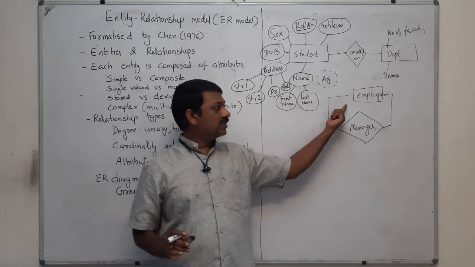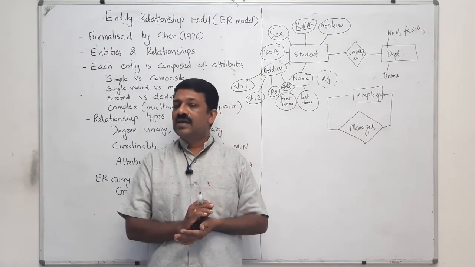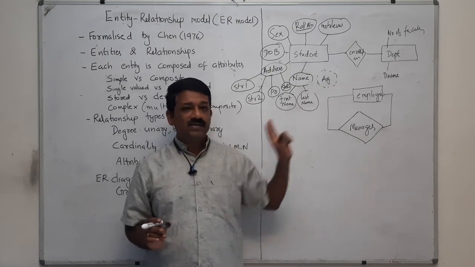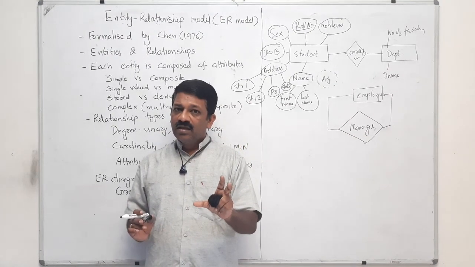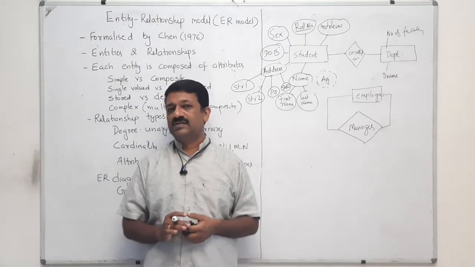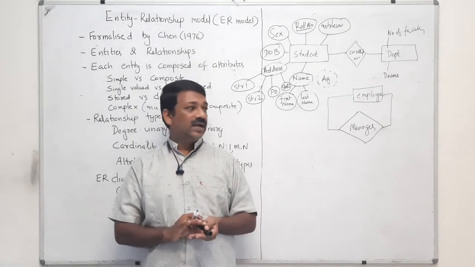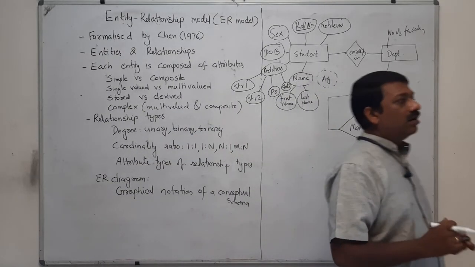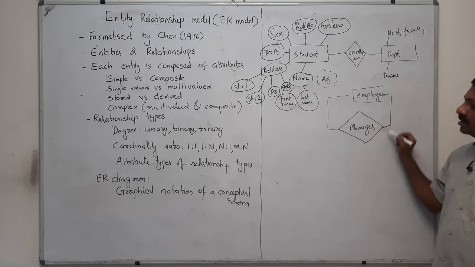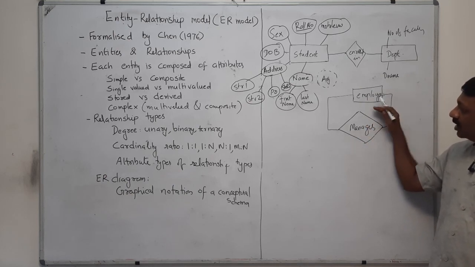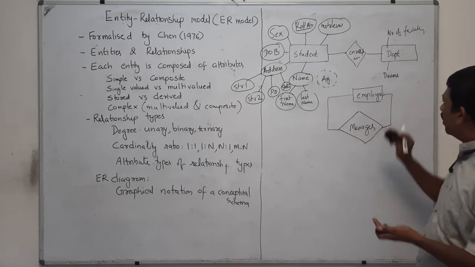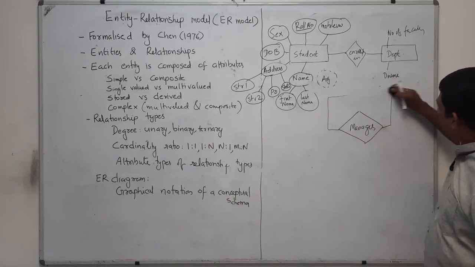all employees of this college constitute the employee database, and in that employee database someone manages some other employee. So in that case, this is a unary relationship. Managers is a unary relationship. Here only one entity constitutes this relationship. That is a unary relationship.